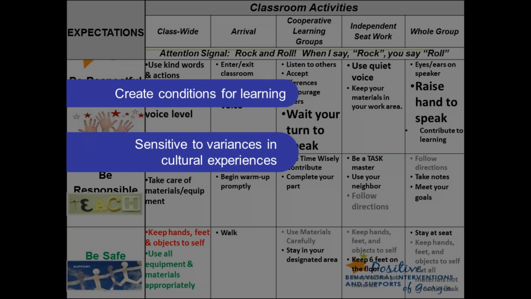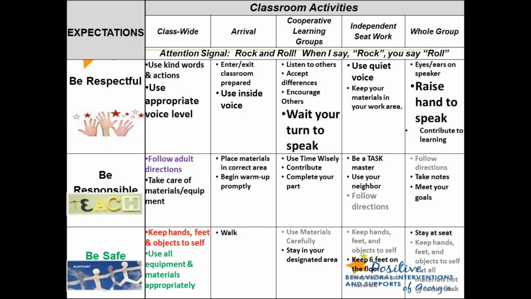For example, 2 rules on this matrix address the rules for speaking in group settings, cooperative learning groups, and whole groups. One is, wait your turn to speak. The other is, raise your hand to speak. These are common and important rules in most classrooms, yet many teachers list students not following these rules as their most annoying problem in the class.